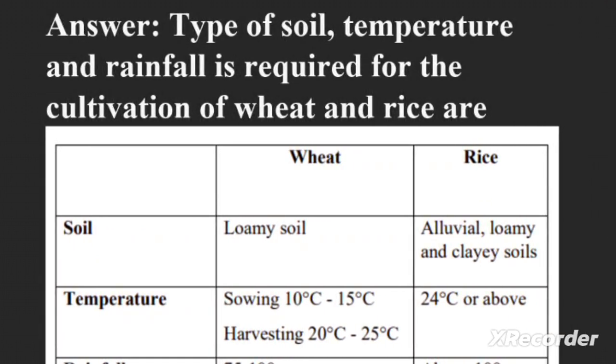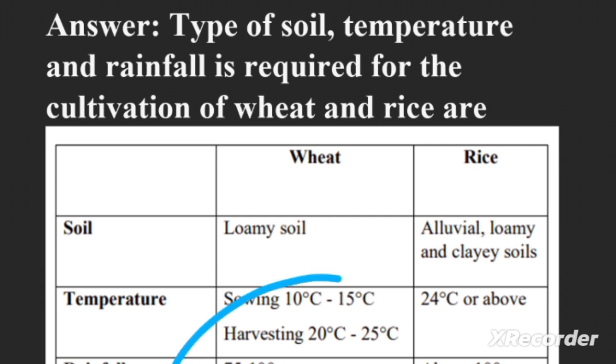Soil is loamy soil for wheat, and for rice it is alluvial, loamy and clayey soils. What should be the temperature? It should be between 10 degrees to 15 degrees, and for rice it should be 24 degrees centigrade and above. Harvesting of wheat is also done between 20 to 25 degrees centigrade.